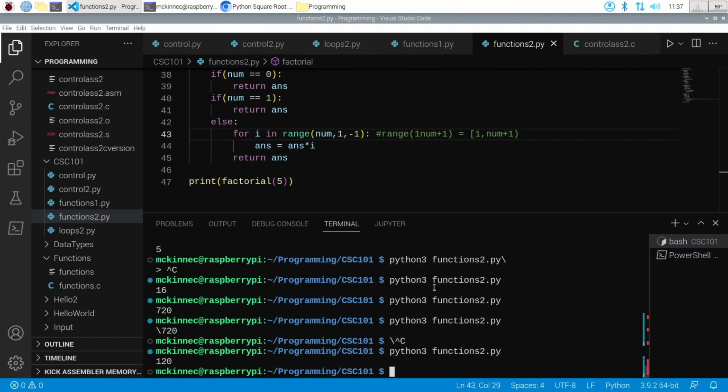So what did this loop do? It did 5 times 4 times 3 times 2 times 1, and then that was it. And we got 120, which, great. Okay, so questions about that. I'm going to switch this function around and make your heads explode. No? All right.